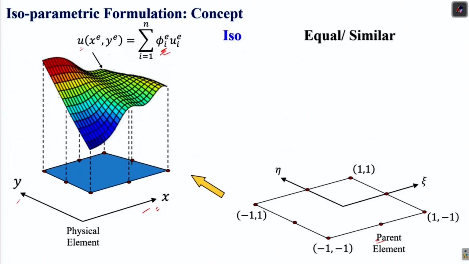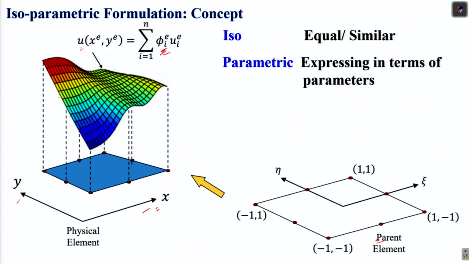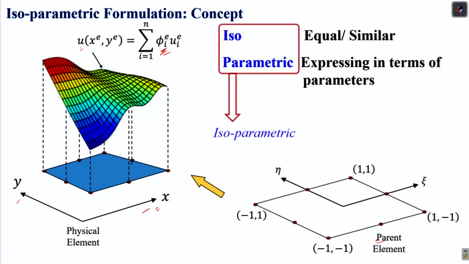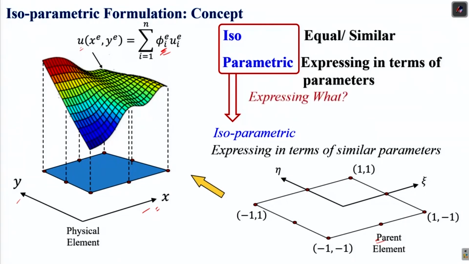Now, let's understand the idea of an isoparametric element from its name itself. Iso means something equal or similar, right? And parametric means expressing something in terms of some parameter. So isoparametric means expressing in terms of similar parameters. But the question is, what to express? We are expressing field variables and geometry.